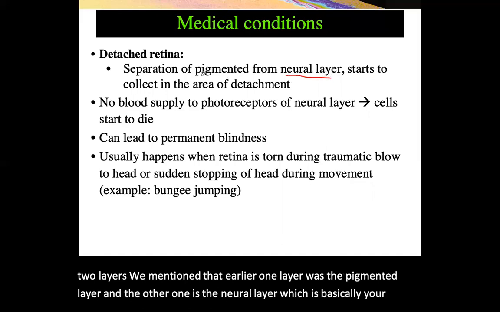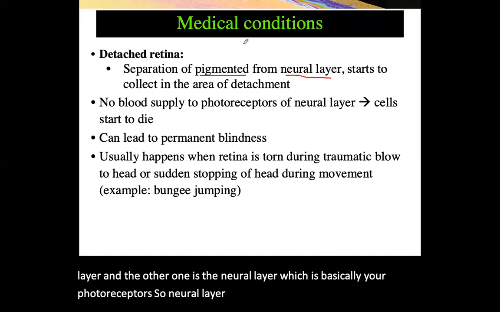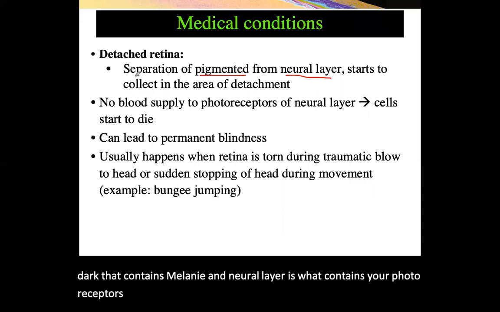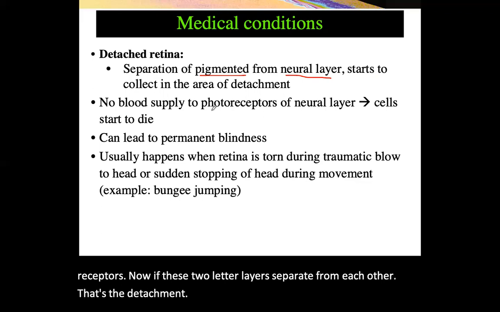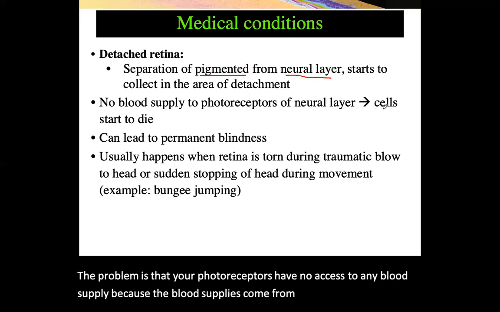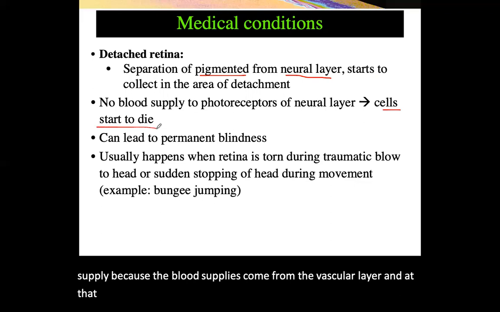So neural layer, pigmented layer. This is the one that is dark, that contains melanin, and neural layer is what contains your photoreceptors. Now, if these two layers separate from each other, that's the detachment. The problem is that your photoreceptors have no access to any blood supply, because the blood supplies come from the vascular layer, and at that point your cells will start to die.